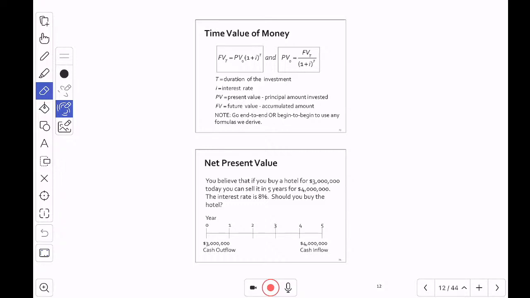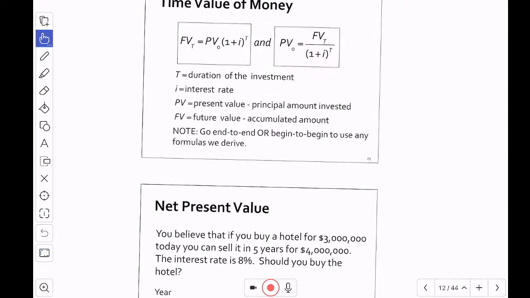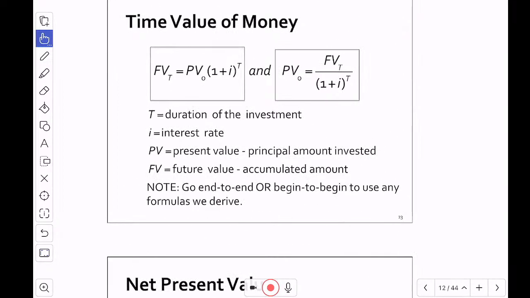All right, so that's just a summary page with the time value of money formula. That's how I'll refer to it, as the basic time value of money. You realize you can solve for one of the variables from the values of the other three using this relationship. And I've written it as the accumulation formula and as the discounting formula. Remembering that T represents the duration of the investment, I is the interest rate in my formula, PV can be seen as the present value or the principal amount invested, FV is the future value or the accumulated amount.